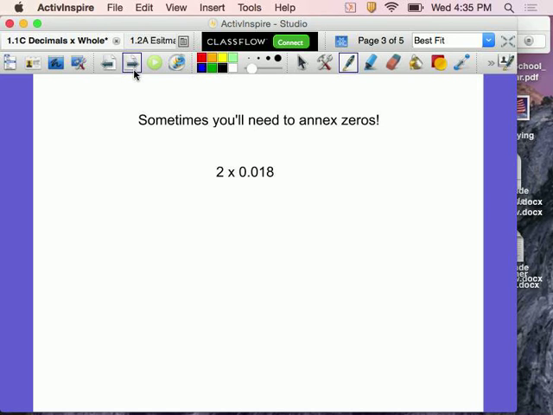Now, sometimes annexing zeros can be something you need to do. So we're going to do a problem where you're going to need to annex a few zeros. So again, 2 times, let's see, I got to read it. It's always hard to read these long ones. Tenths, hundredths, thousandths. So 2 times 18 thousandths. And again, I'm going to use my smarts and say, oh, I can do it in any order I want. So I'm going to go ahead and put 18 thousandths on top of our 2.